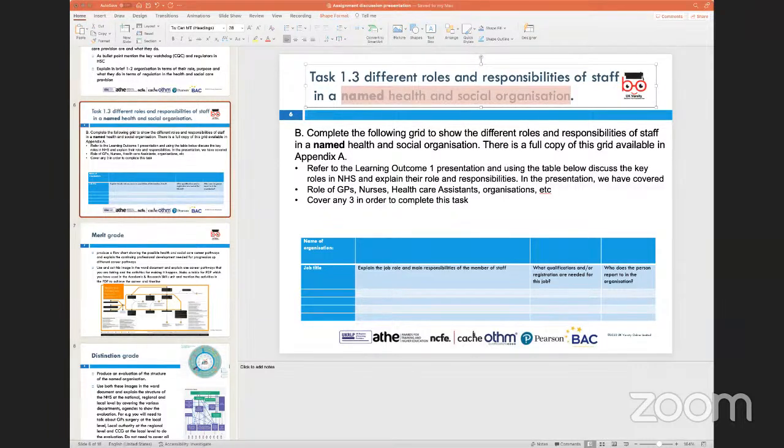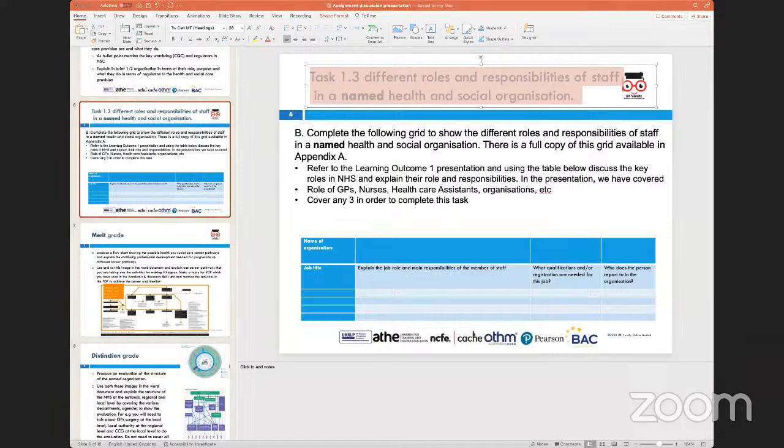So here, when I say a named organization, what we'll have to look at is we have to very clearly take an example organization. When I say named organization, we are looking at a care home in particular. So you will have to very clearly mention the name of a care home, and then go about talking about the roles and responsibilities of staff within the care home. This is an important aspect wherein you need to understand that it is asking you for a named organization. That means we have to take a care home to be able to essentially complete this part of the task.